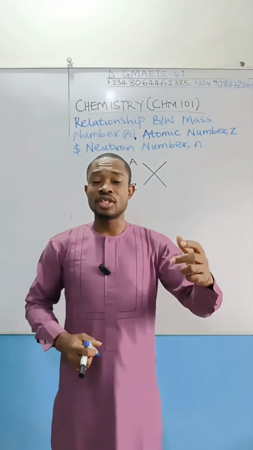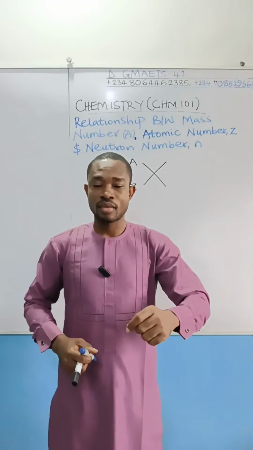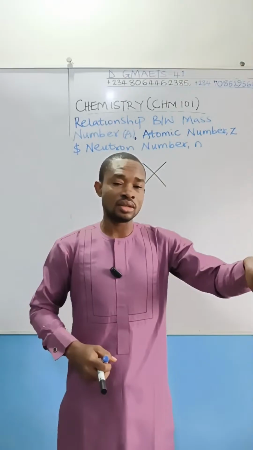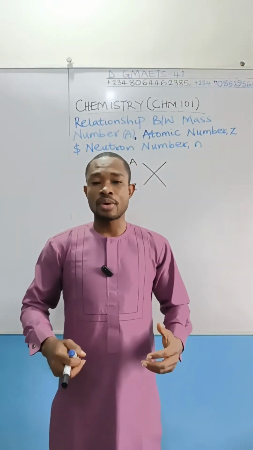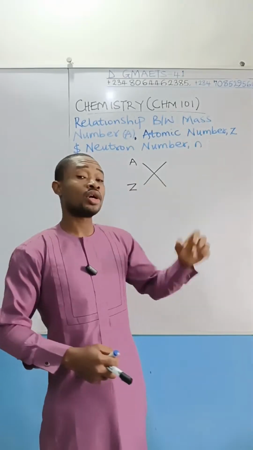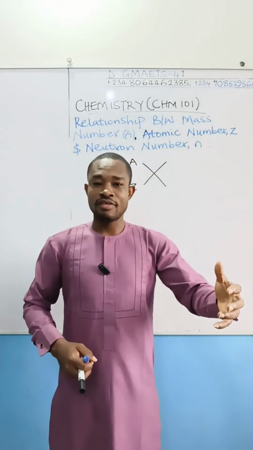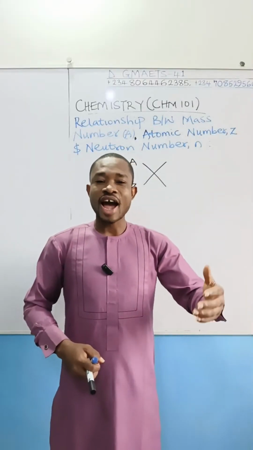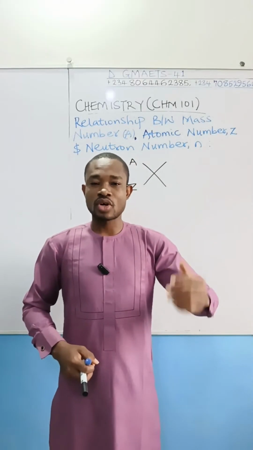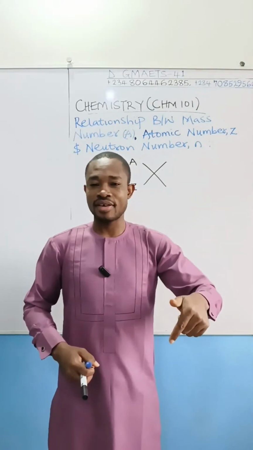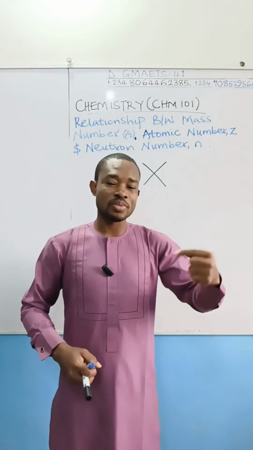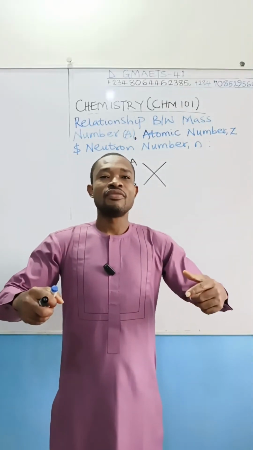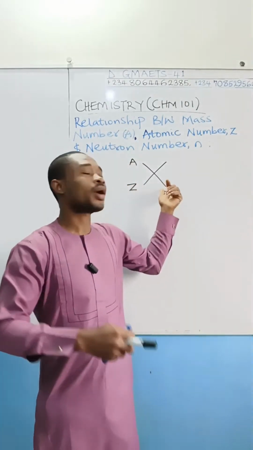So if it is hydrogen, that X will become capital H. If it is helium, that X will become capital H small e. If it is carbon, that X will become capital C. If it is boron, that X will become capital B. If it is calcium, that X will become capital C small a. If it is sulfur, that X will become capital S. If it is phosphorus, that X will become capital P.